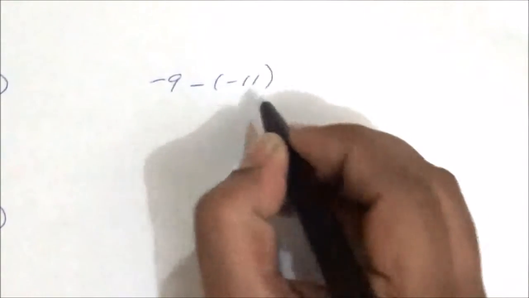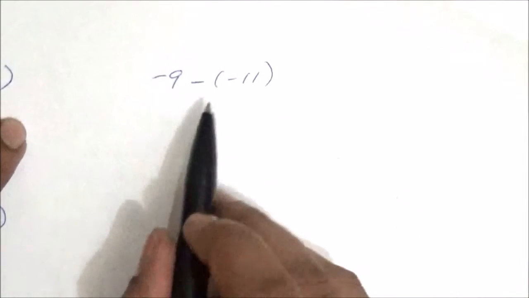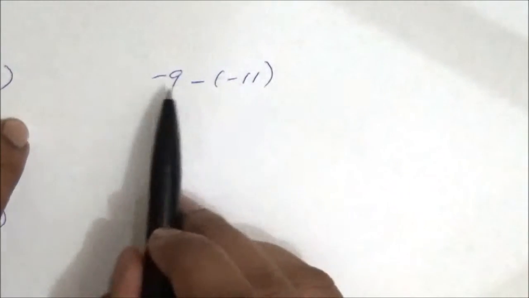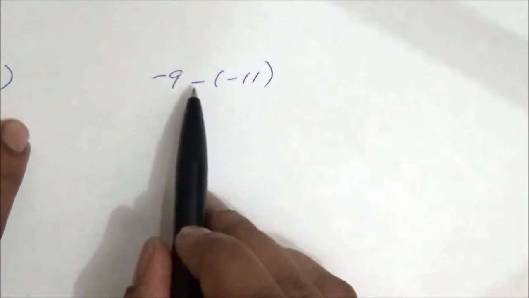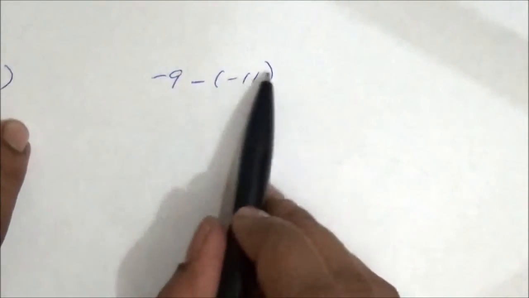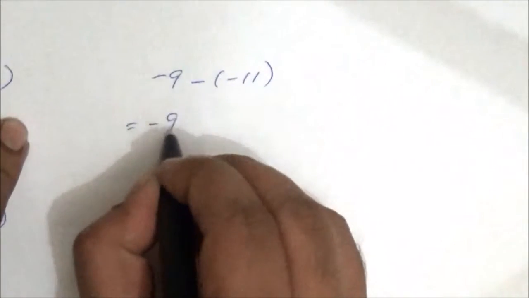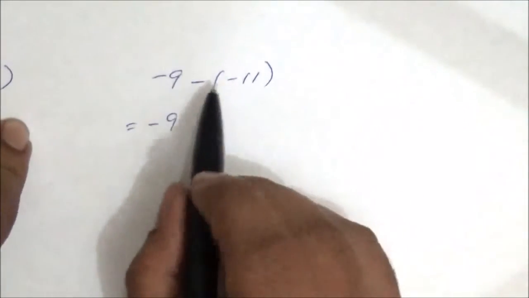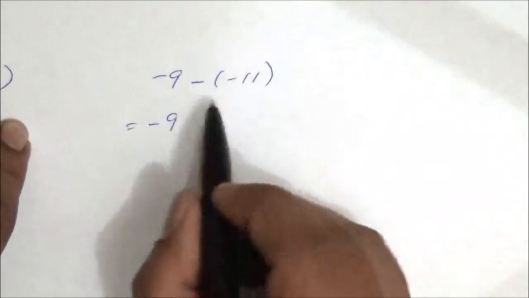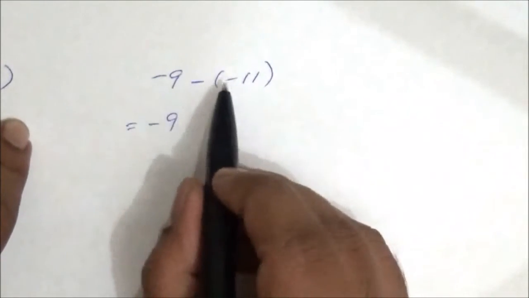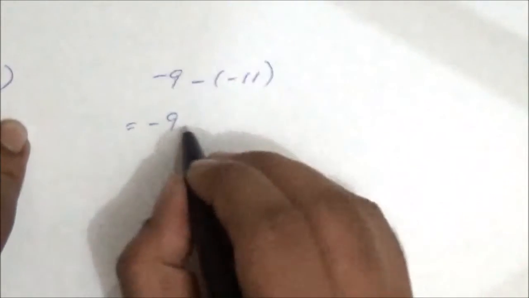We'll do another sum. Minus 9 minus minus 11. Now all are negative. The front number is negative, in between is negative, and inside the bracket is also negative. So minus 9 is stable, nothing to multiply with it. But here you have to multiply because of the bracket. So minus into minus becomes plus 11.